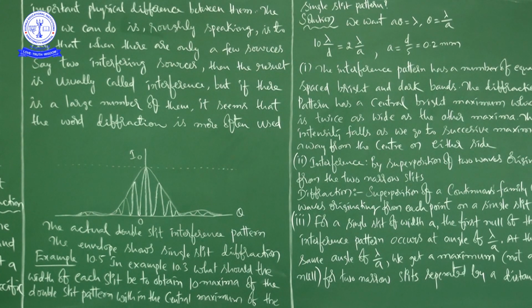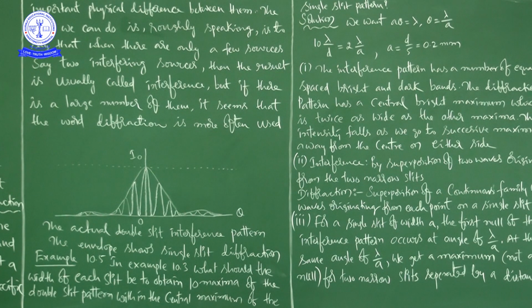One more thing is the number of interference fringes occurring in the broad diffraction peak. It depends on the ratio d by a, the ratio of the distance between the two slits to the width of a single slit. Here, d is the distance between the two slits in Young's double slit experiment, and small a is the width of the single slit.